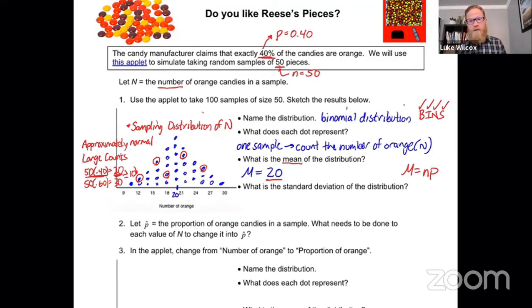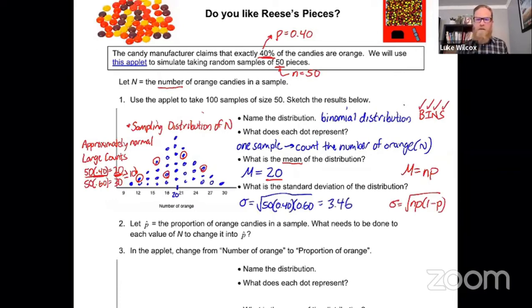Now let's move to the standard deviation of the distribution. Once again, I'm going to go back to our previous lesson on Tuesday. There is a formula for calculating the standard deviation for a binomial distribution, which is the square root of n times p times 1 minus p. So all we have to do here is plug in some numbers. Square root of n is 50, p is 0.40, and 1 minus p is 0.60. If you plug that into your calculator, you're going to get a standard deviation of 3.6.